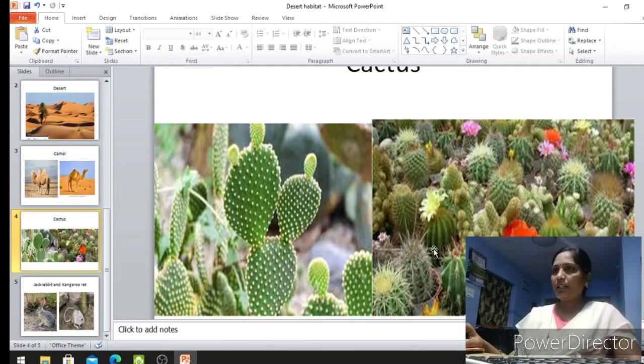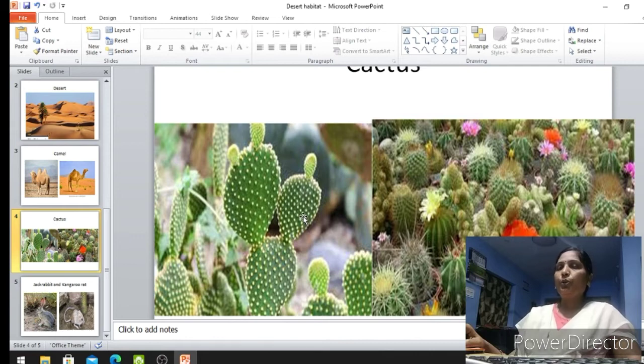Then how do they perform photosynthesis? The spines do not have chlorophyll pigment. Here the stem performs the photosynthesis process. The stem prepares the food for the plant, because the stem has chlorophyll pigment, and that's why it looks green in color.